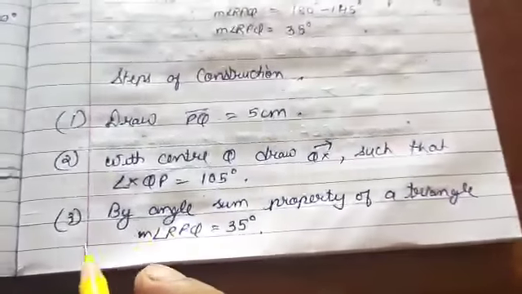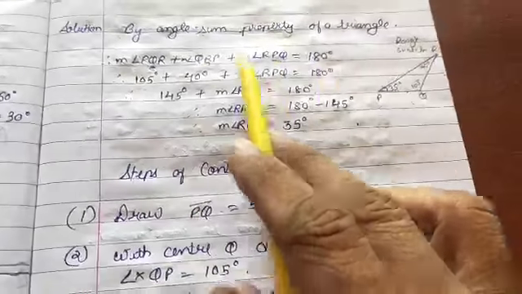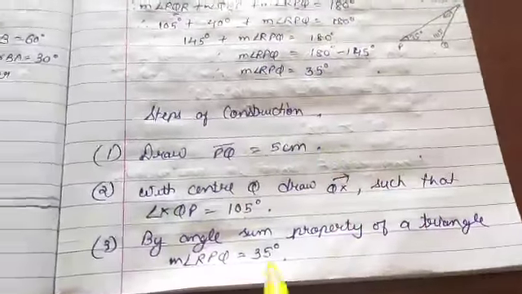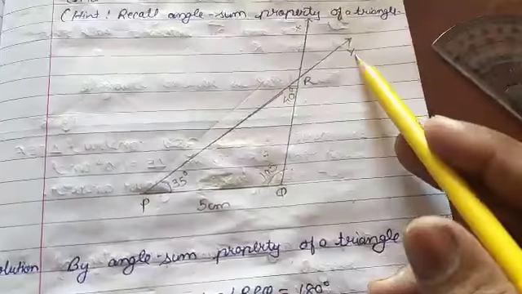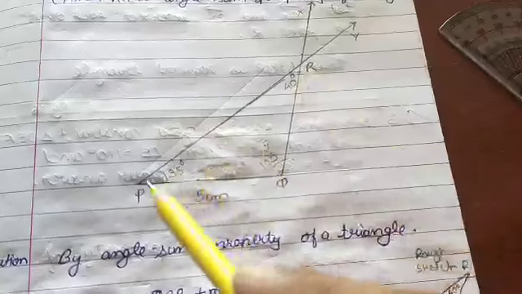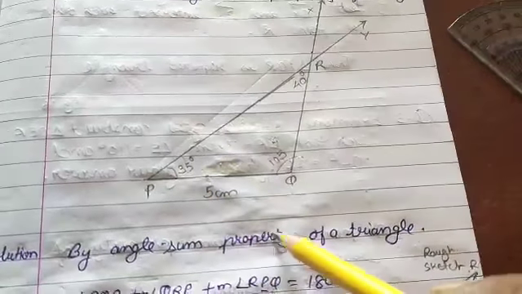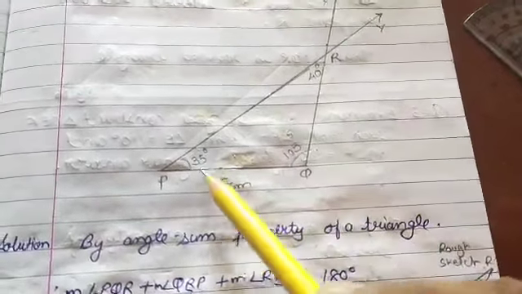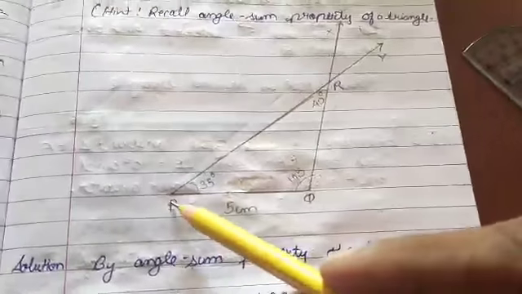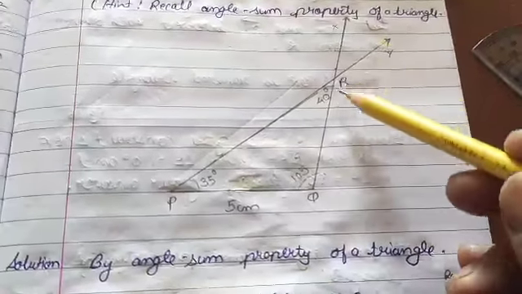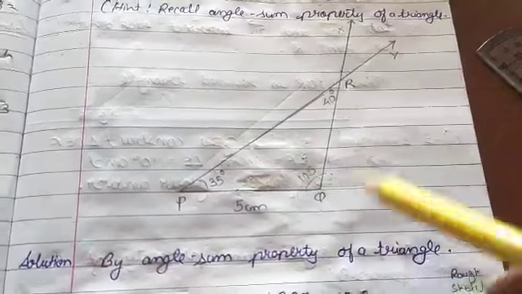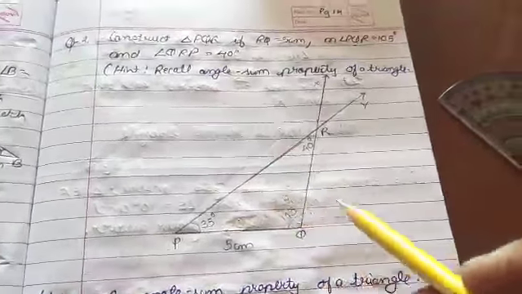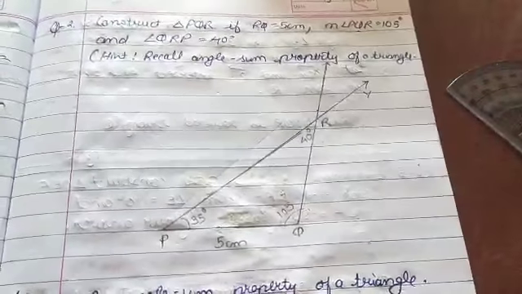See dear student, in third point you have to write down that through this angle sum property we used to get measure angle P equals 35 degree. Then in next step with center P, draw ray PY such that angle YPQ equals 35 degree. Now in the next step, let ray PY and QX intersect each other at point R, such that measure angle R equals 40 degree. So this is how we used to get our required triangle.